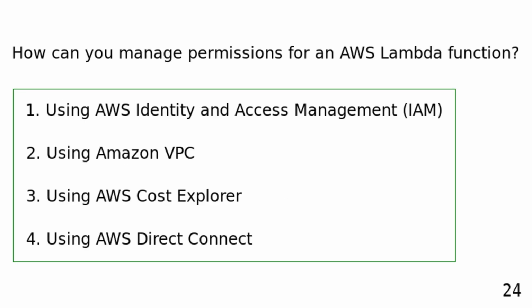How can you manage permissions for an AWS Lambda function? Using AWS Identity and Access Management. Using Amazon VPC. Using AWS Cost Explorer. Using AWS Direct Connect.